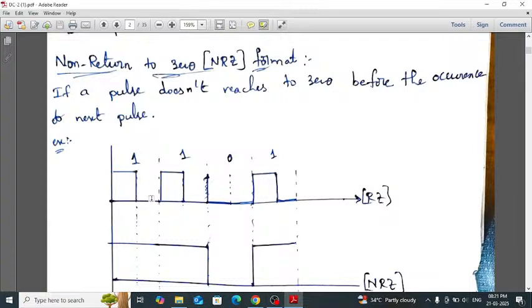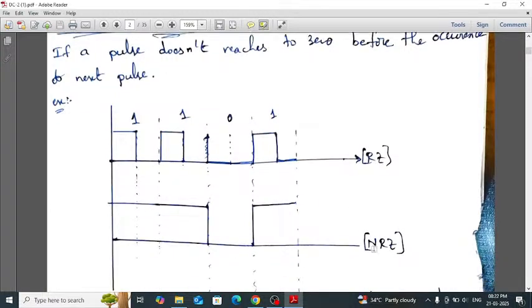Suppose this is the full symbol duration, then half of the symbol duration means this. So only half of the symbol duration will be present; that is called return to zero format. Here also only half of the symbol duration. For 0 there is no representation, that's why here we are getting only 0. For 0 there is no question of how to draw half of the symbol duration. And for 1 again half of the symbol duration.